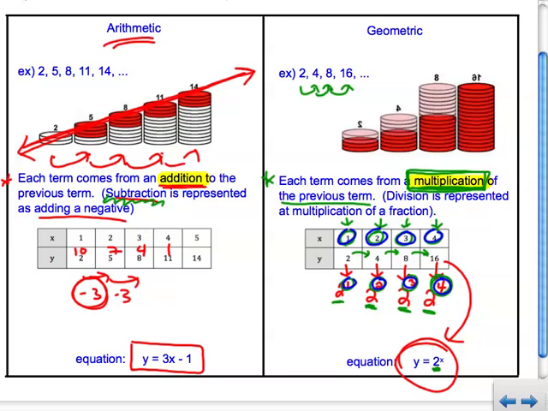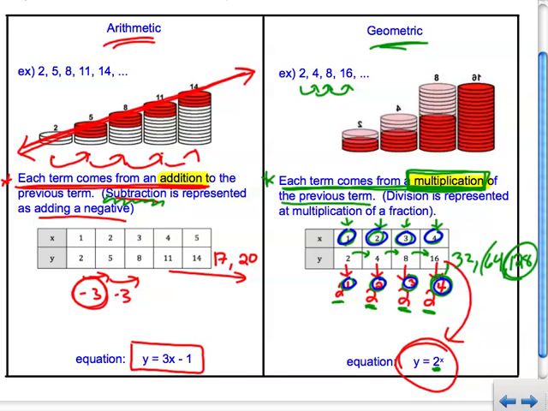Let me summarize. An arithmetic sequence, each term comes from an addition. You're just adding a constant amount. With a geometric sequence, now you're multiplying. You can imagine that with adding, your numbers are going to get bigger each time, 17, 20, but they're not going to get bigger in the same way as when you're multiplying. Okay, 2, 4, 8, 16, 32, 64, 128. You can see how these numbers here get very big very quickly.